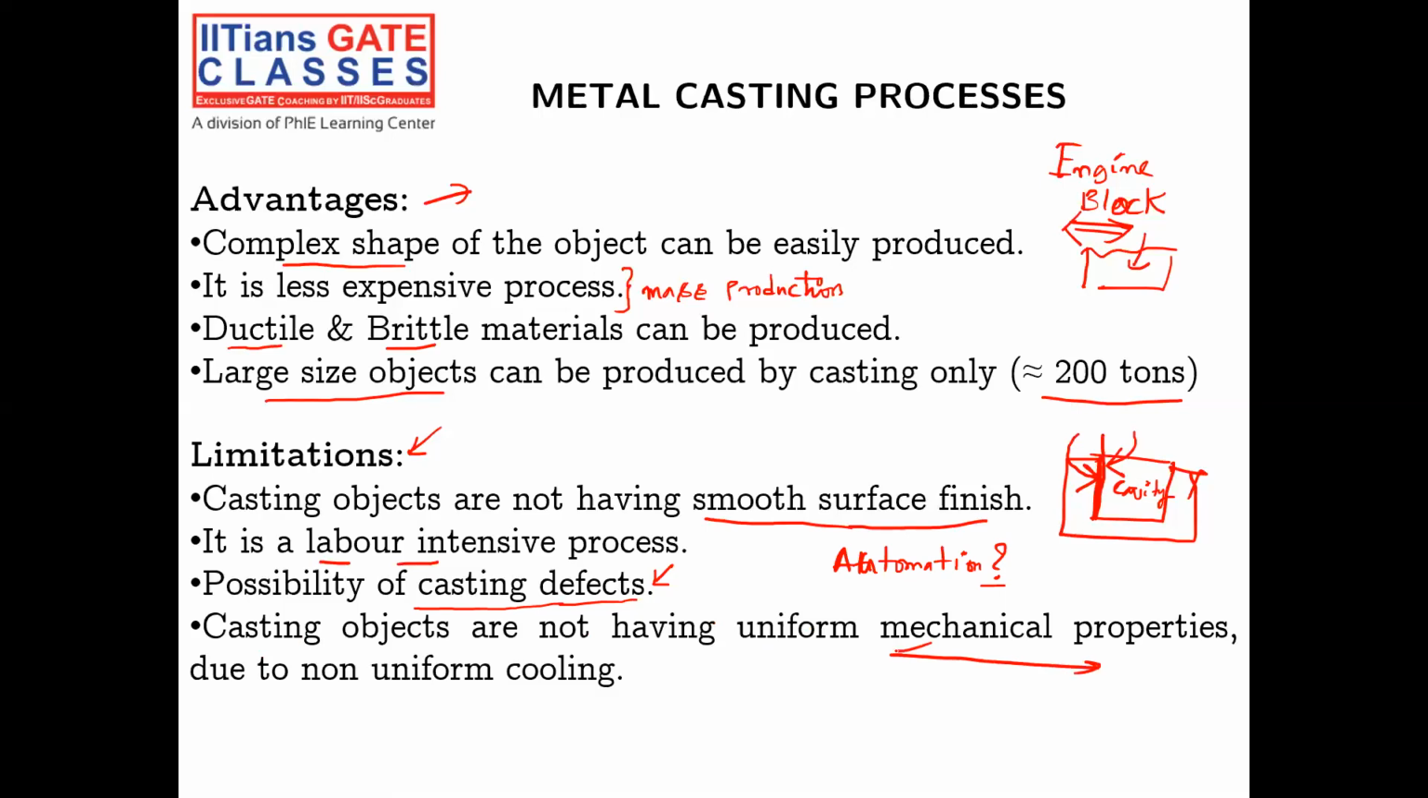You can't get a single mechanical property in a single casting. You have many different properties in one casting because of non-uniform cooling. So we can discuss this in the further lectures. What is this non-uniform cooling, and why does it give us non-uniform mechanical properties? We're going to discuss that in the next lecture.